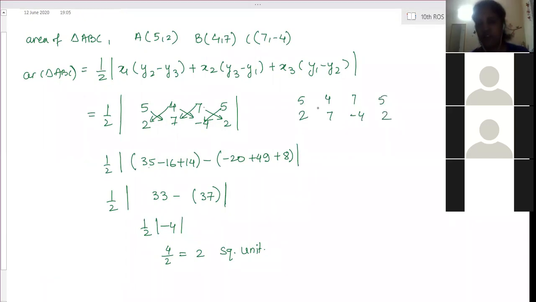Varnika, once you have done 5 into 7, this straight cross, then minus you have to do this cross. Okay, ma'am. Now it's clear: 7 into 7, 4 into 2. Since there were so many numbers, I just got confused. Now I understood. So first left to right cross parts and then right to left cross.